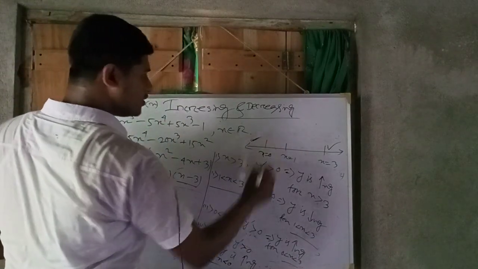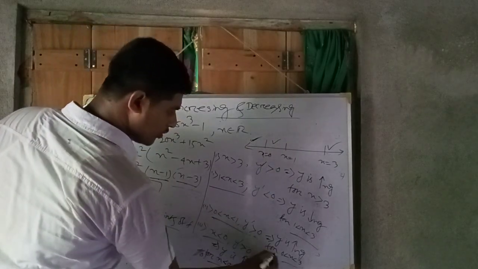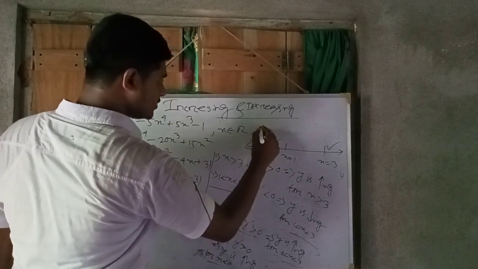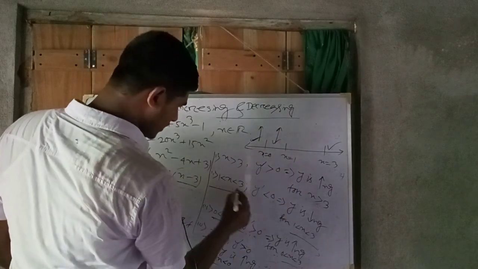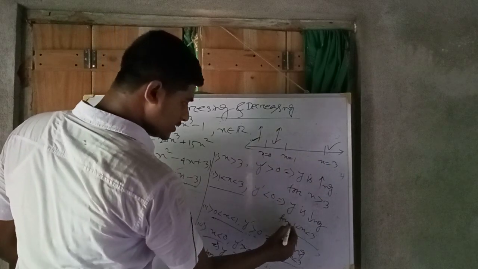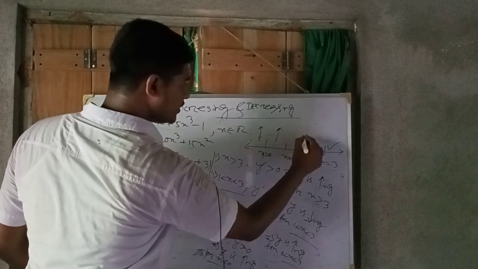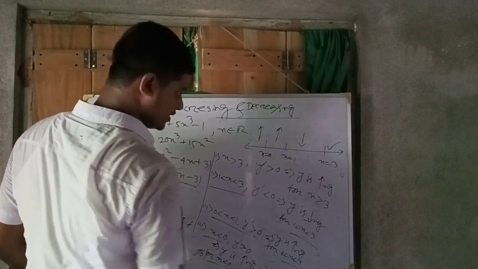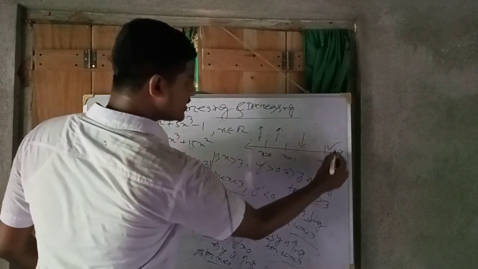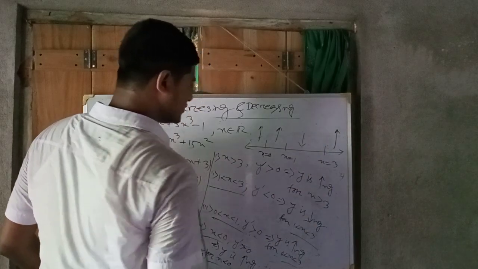So in this portion y is increasing. In this portion y is also increasing. In the portion 1 less than x less than 3, y is decreasing. So this is a decreasing sign. And lastly, when x is greater than 3, in this section y is again increasing.